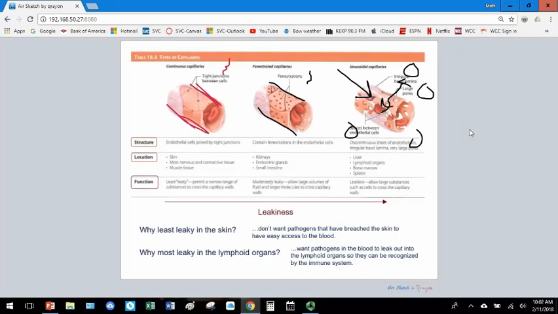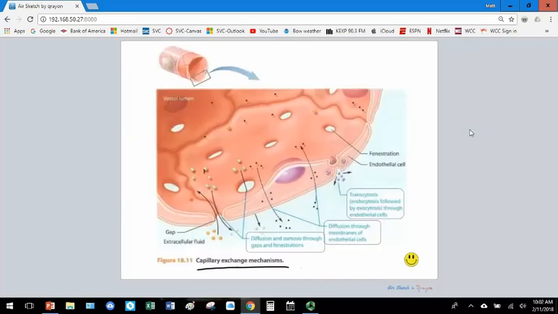And then this is a close-up. These are some different capillary exchange mechanisms. So they can diffuse through these gaps, through these fenestrations. They can be transported over, you know, all sorts of different types of things.